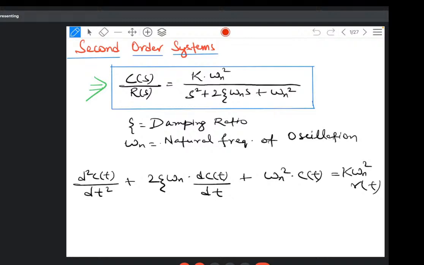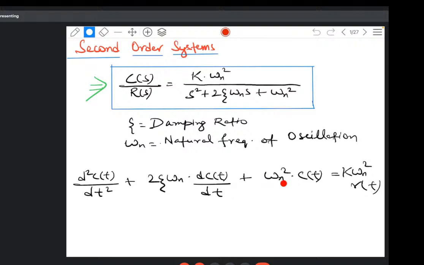So, transient response analysis of second order system. First of all, see here, the second order system is represented by a differential equation. This is the standard differential equation of the second order system: d square c(t) by dt square, where c(t) is the output, plus 2 zeta omega n dc(t) by dt plus omega n square c(t) equals k omega n square r(t). So this is how the standard form of the differential equation of a second order system relating the input and output is represented.